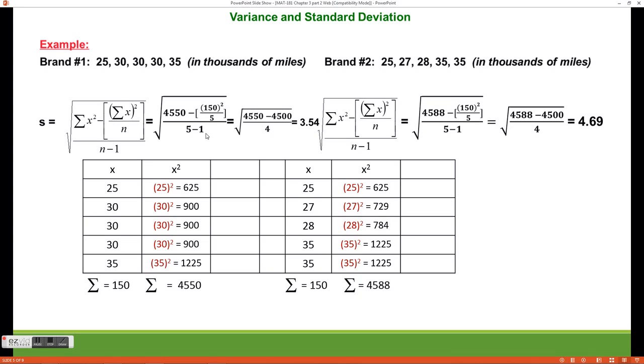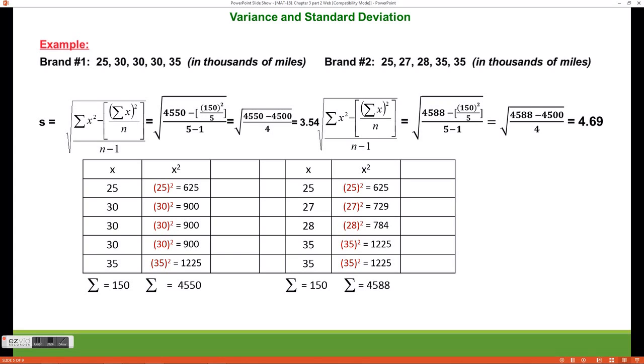I would then again divide by n, which in this case is 5, because I have 5 data values just like before. When I do 150 squared divided by 5, I should get 4,500. And subtracting 4,500 from 4,550 gives me a numerator of 50, which is exactly what the numerator was in the defining formula calculation. So taking the square root of 50 divided by 4 gives me the exact same value for the standard deviation as the defining formula, which is 3.54.